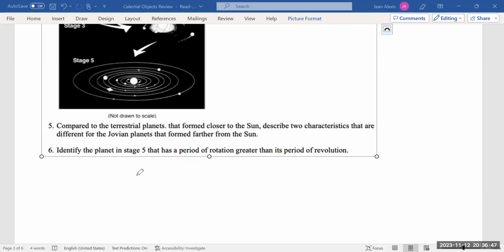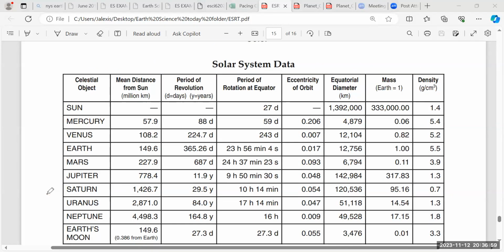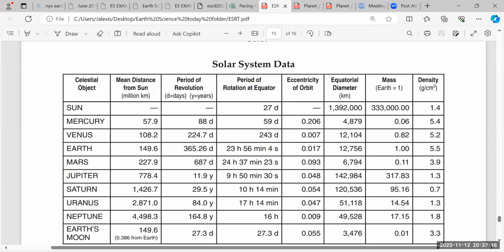That's right, everybody. It is page 15. So if you turn to page 15 of your reference tables, the solar system data, that's what we're looking at. Now we go back to the problem, and it tells us, identify the planet in stage 5 with a period of rotation greater, keyword greater, than its period of revolution. So that means we're looking for a planet where the period of rotation is bigger than the period of revolution.